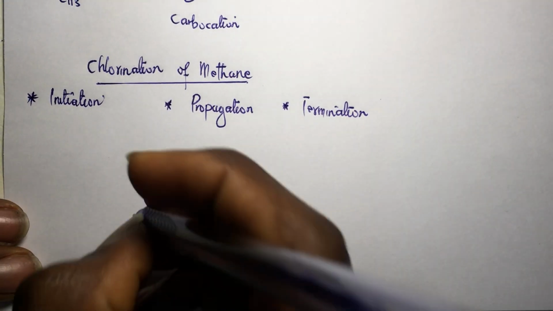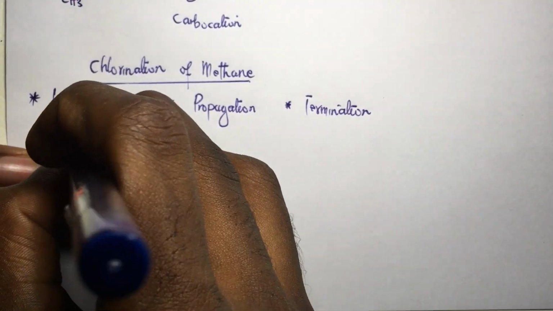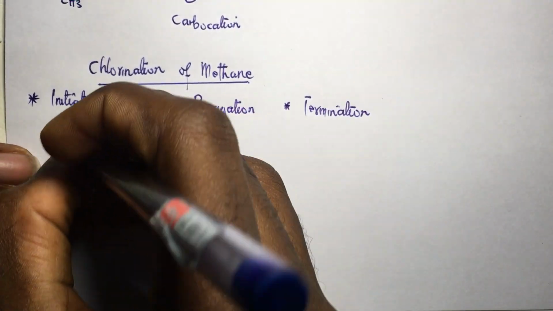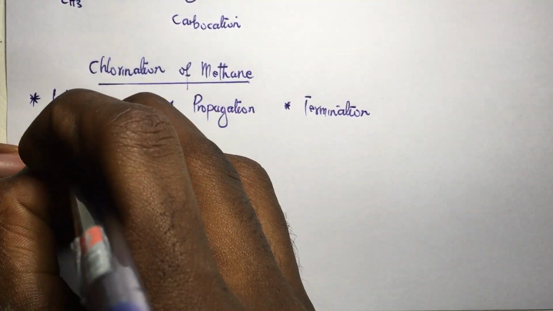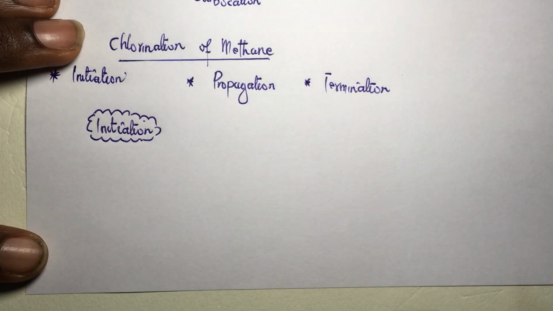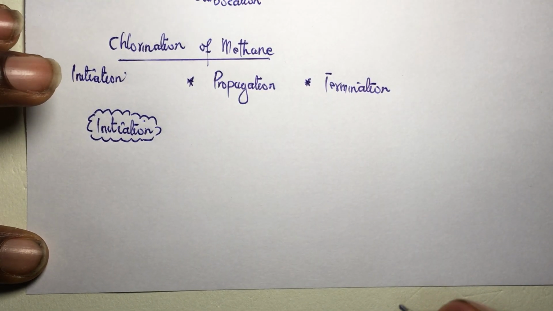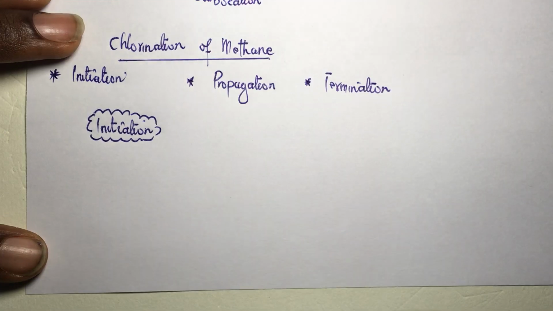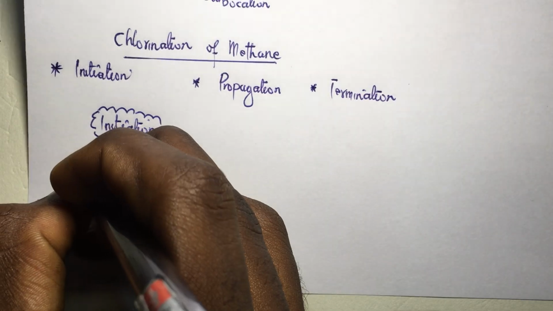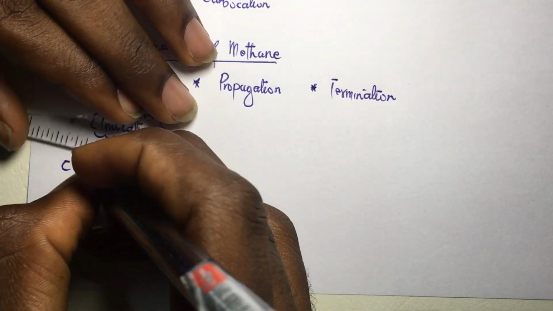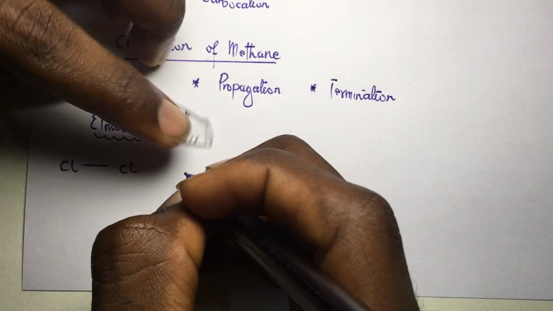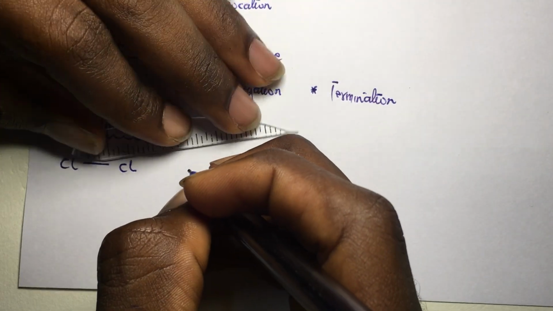So now let's start with the initiation. What goes into it? For instance, if you are dealing with chlorine, you can have a simple catalyst or a simple condition generating your radicals. For instance, chlorine bonded to chlorine, in the presence of heat or sunlight, you can have them splitting.